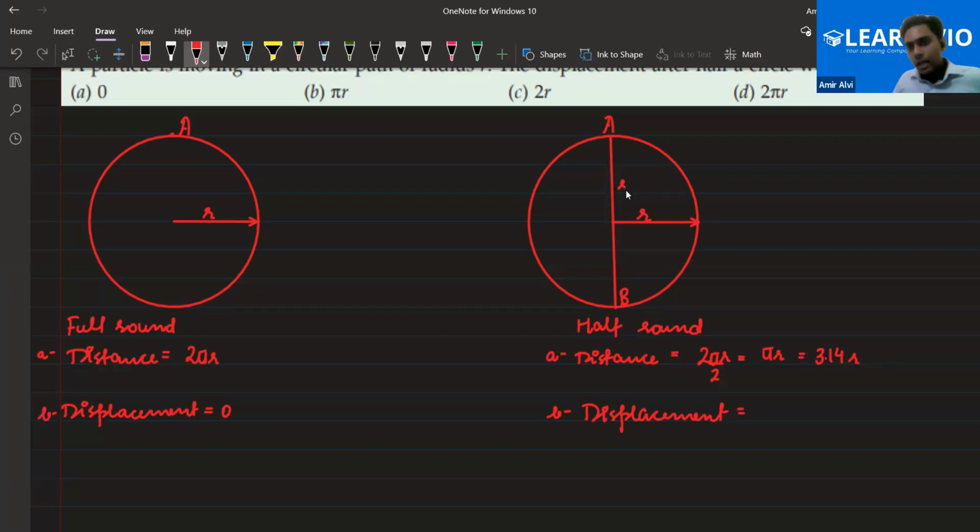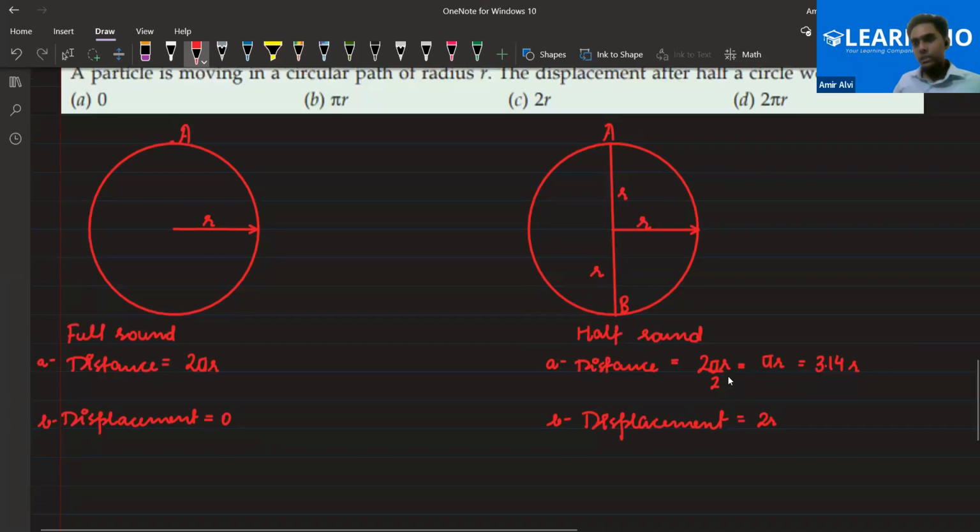Another possibility is that to reach point B, that is this diametrically opposite distance, that is 2r. So as you can see, 2r is smaller than the actual 3.14r. So it means that the smaller path will be the displacement. Clear? Okay? So this one is distance and this one is displacement.